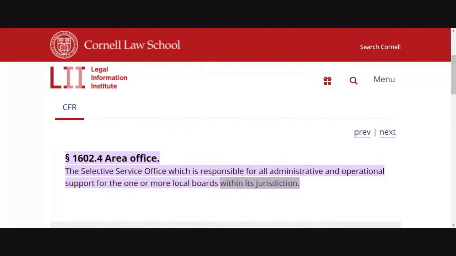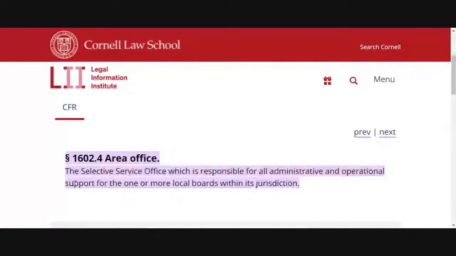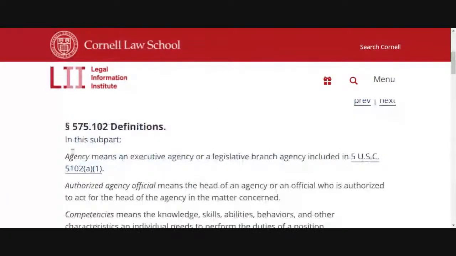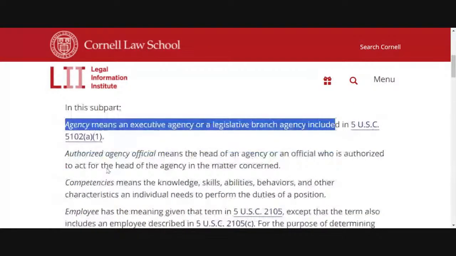Selective Service is responsible for all operations and administrations support for the one or more local boards. 5 CFR 575.102. Set of definitions again, wherein we talk about agency means. Agency, executive agency, or legislative branch agency included in 5 U.S.C. 5102. You can search that. Authorized agency official.